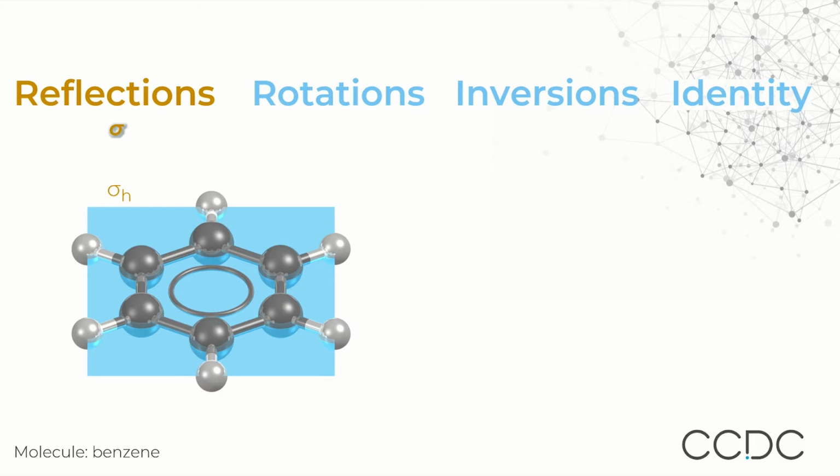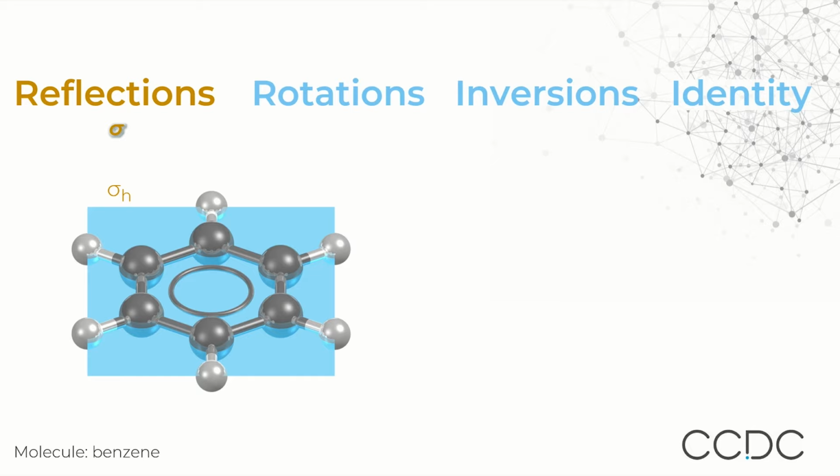An H tells us this plane is horizontal with respect to the main rotation axis, and if there's more than one rotation axis, like in benzene, we take the highest order of rotation as the most important. In this case, that's the C6 axis we found before. There are also mirror planes which include the main rotation axis.